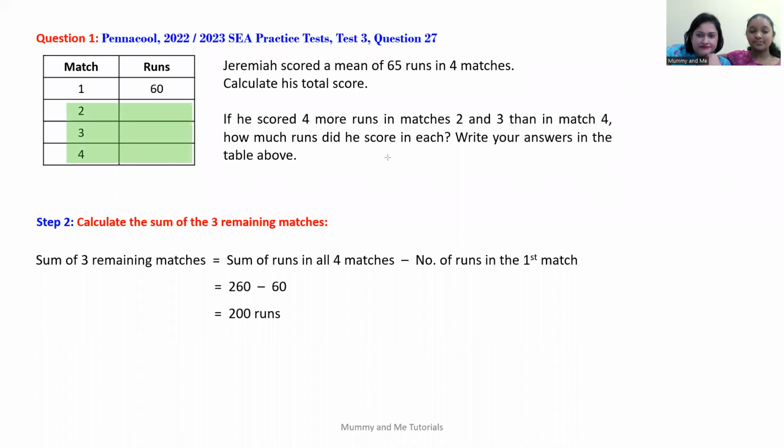The sum of the 3 remaining matches would be equal to the sum of the runs in all 4 matches, which is 260 runs, minus the number of runs in the first match, which is 60 runs. And we will get 200 runs. So you are saying that the sum of the runs in matches 2, 3, and 4 is 200 runs? Yes. All right.